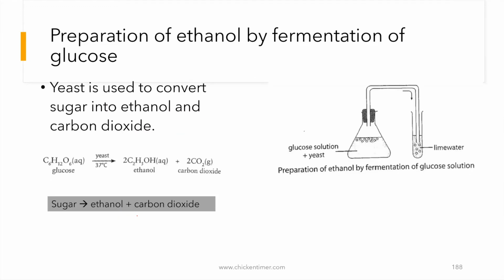So the equation they will ask, and it's always glucose becomes ethanol and carbon dioxide. If you can balance, you balance it on your own. If you cannot, then you can memorize it. But I think writing it on your own is better. Then you look at the setup. You have lime water down here. That is to indicate that carbon dioxide is produced, because you see that white precipitate happen down here.